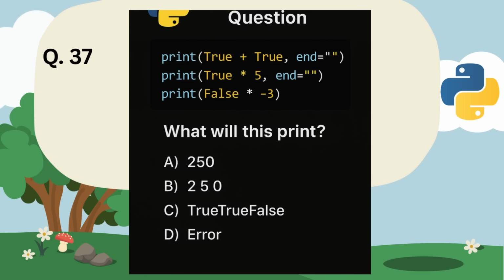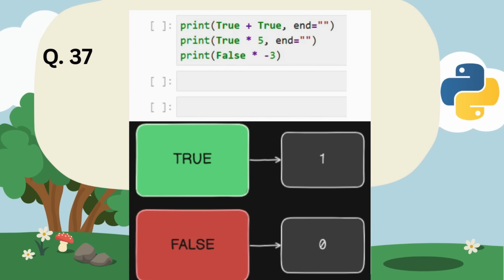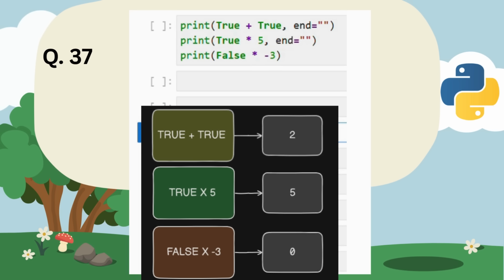What will this print? Pause and drop your guess. The trick is, true is 1 and false is 0. So true plus true is 2, true times 5 is 5, and false times -3 is 0. Altogether, it prints 250 without spaces, since we used the end keyword in print.